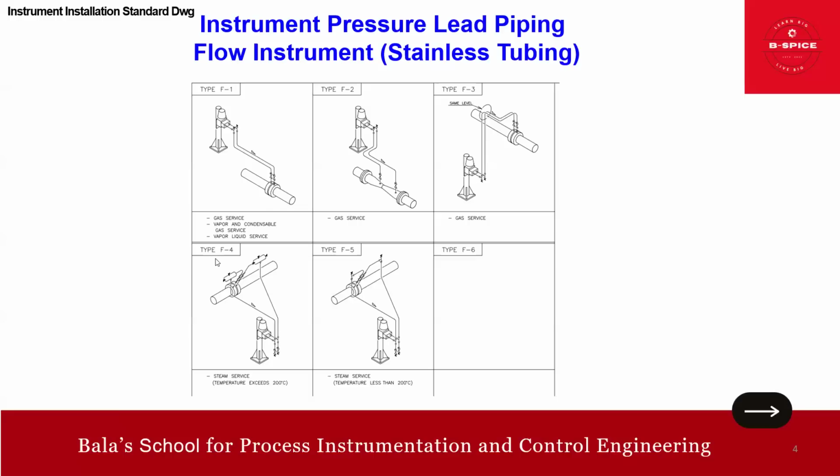Then you have the steam service. As you can see here, you have a condensate pot. If the temperature exceeds 200 degrees C, then you have this seal pot. And if your temperature is less than 200 degrees C, no seal pot. But the point is, this is the tapping. You have to elevate here. You see the tapping, it's a direction upwards, right? Then after that, bring it down using the slope. Same here also. Predominantly, as per my understanding, we use these two scenarios. So for gas service, it will always be up. Steam service, it will be like this.